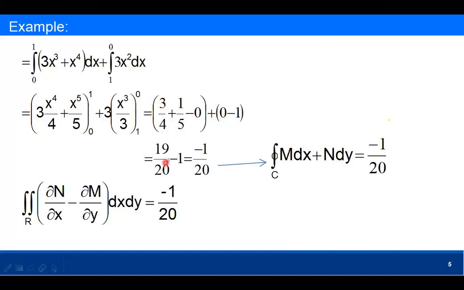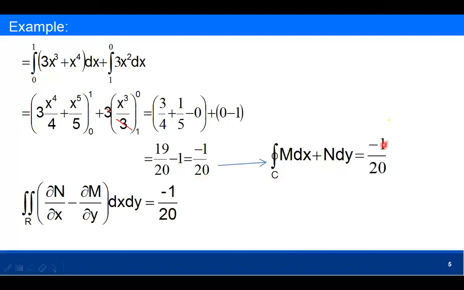Now cancel this, x cube. So put x equal to 0. So 0 minus 1 cube, that is 1. So 0 minus 1. So take LCM here. So that is 20. So 19 minus 20, that is minus 1 by 20. So therefore integral m dx plus n dy over the curve C equal to minus 1 by 20.